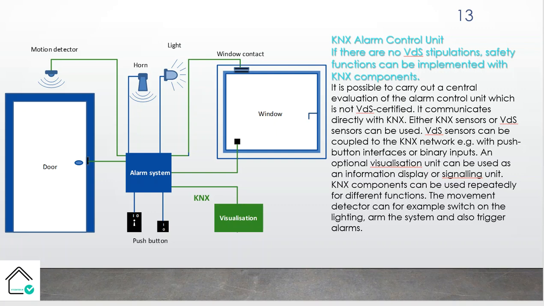VdS sensor can be coupled to the KNX network with a push button interface or binary input. An optional visualization unit can be used as an information display or signaling unit. KNX components can be used repeatedly for different functions. The movement detector can, for example, switch on the lighting, arm the system, and also trigger the alarm. So here, because for example your motion sensor or person sensor is based on KNX, you can directly use the different blocks in that sensor to control the intruder alarm systems, or control the light, or control the HVAC in your rooms, and whatsoever.